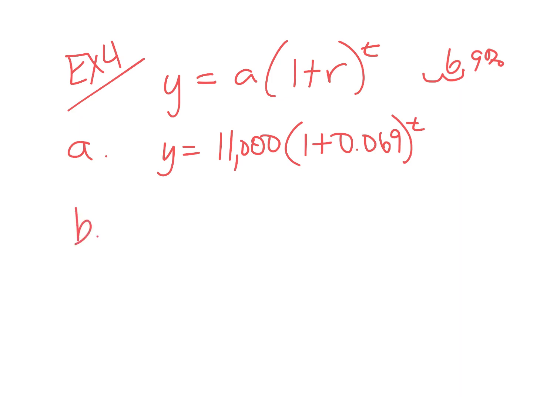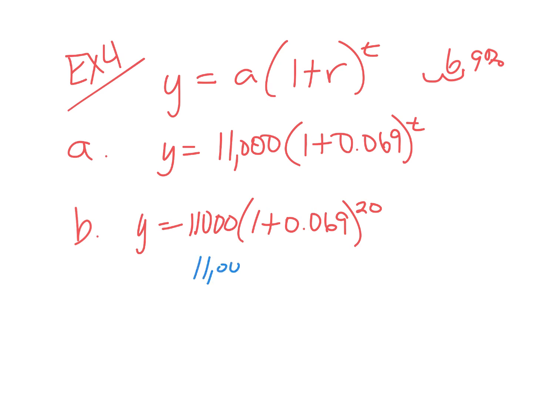And then for B, it says the auction took place in 2004. What was the approximate value of the car at the time of the auction? If it took place in 2004, what was the original year he bought it? 1984. So what's the difference between 2004 and 1984? 20 years. So we can say y equals 11,000 times 1 plus 0.069, all to the power of 20. And then you can use a calculator to solve this. So this would be 11,000 times 1.069 to the power of 20.